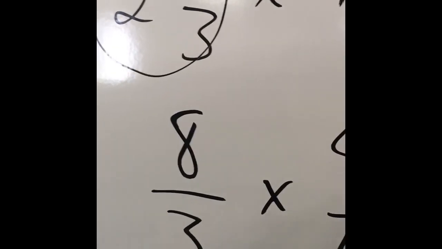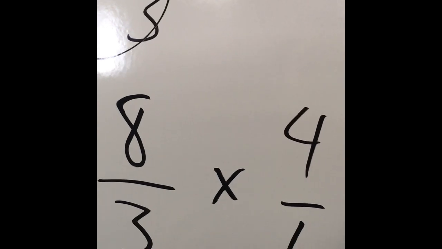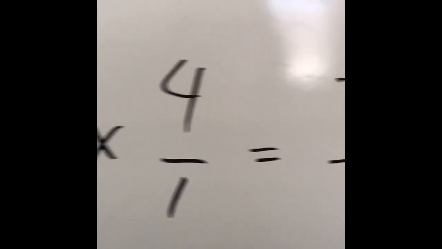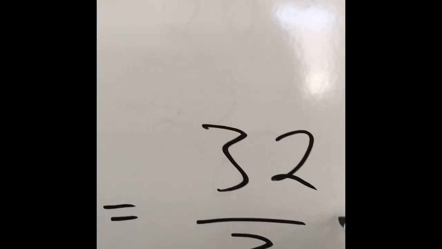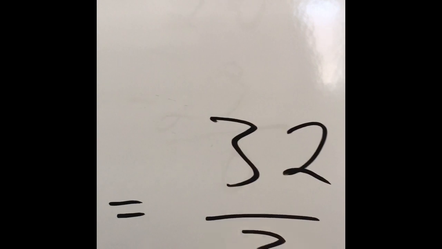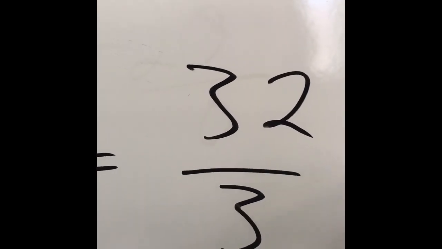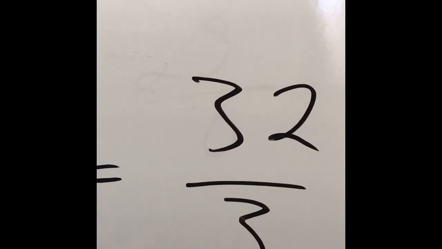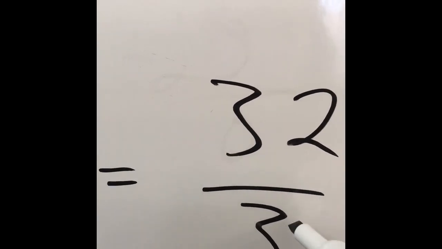Continue that with multiplying times 4 over 1, and we have our problem set up. Follow through with our multiplication. 8 times 4 equals 32. 3 times 1 is, of course, 3. And then we take our multiplication and we turn this improper fraction into another mixed number. So we can divide 32 by 3, and 3 goes into 3.